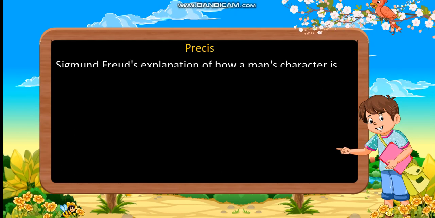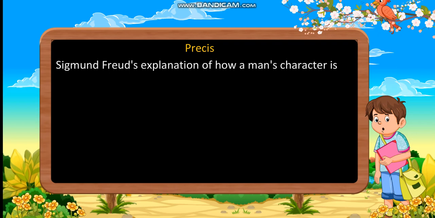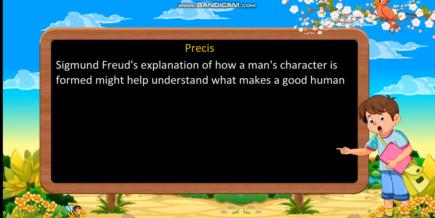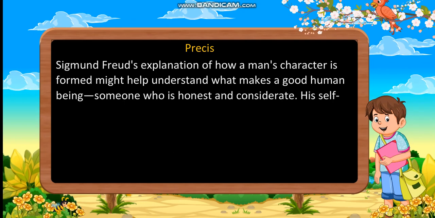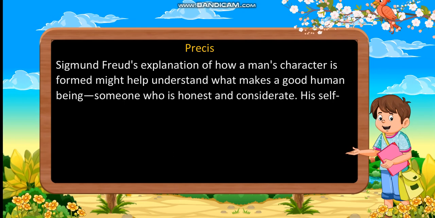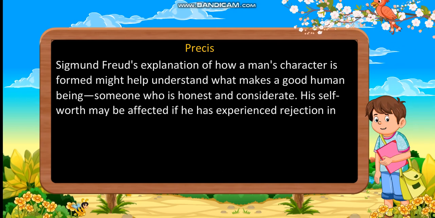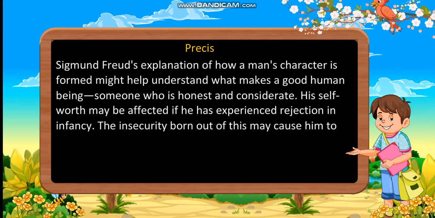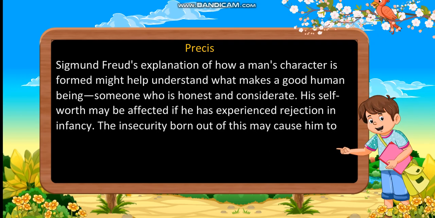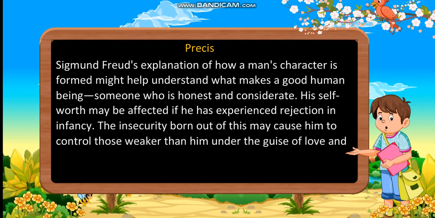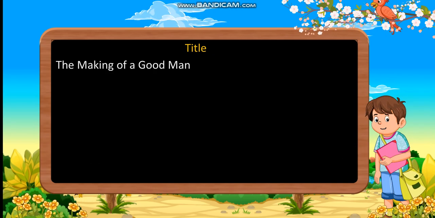Preface. Sigmund Freud's explanation of how a man's character is formed might help understand what makes a good human being, someone who is honest and considerate. His self-worth may be affected if he has experienced rejection in infancy. The insecurity born out of this may cause him to control those weaker than him under the guise of love and goodness. Title: The Making of a Good Man.